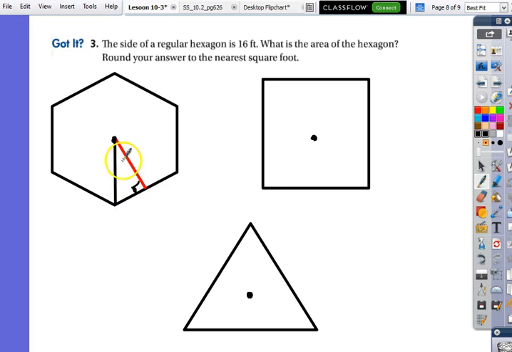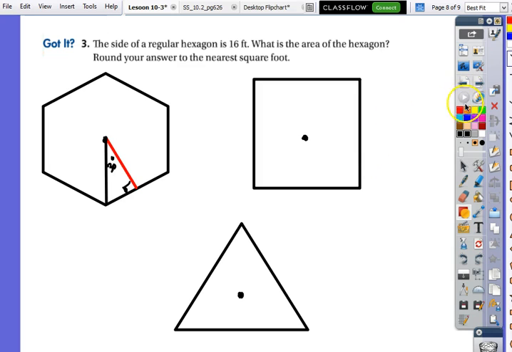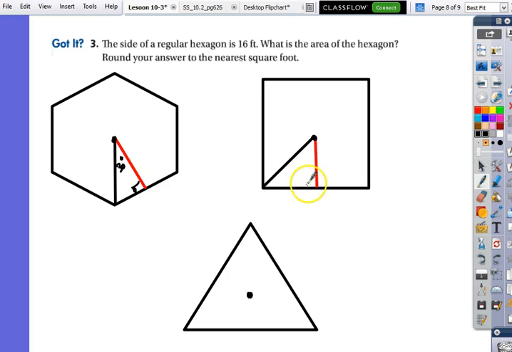that's going to make a 30, 60, 90 triangle with the 30 degrees at the top. So half of this side length is the shorter leg. However, in a square, what kind of angles are we going to have? 45, 45, 90. So now half of this side length is a leg, and so it's going to match this value.